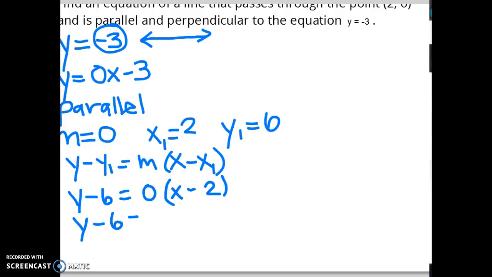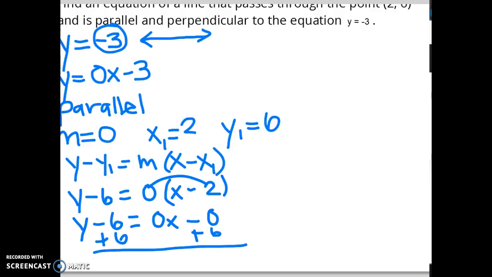Using the distributive property, 0x minus 0. 0 times 2 is 0. So 0x minus 0. So first of all, that is plus my 6 to both sides. y equals 0x plus 6. The slope here is 0. The slope there is 0. The y-intercept is negative 3. This y-intercept happens to be 6. If I was to simplify this equation, it would be y equals 6.